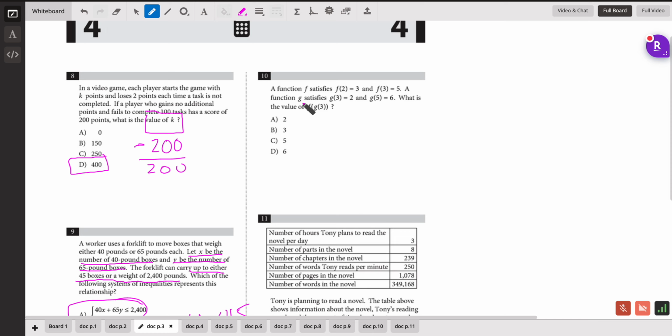Okay, when you have something like this, f of g of 3, we're going to work from the inside out. So the first thing we're going to take a look at is g of 3. So g of 3, we can see up here, equals 2. So that means that instead of g of 3, I can change this to 2, and now I'm looking for f of 2. And what's the answer right here? f of 2 equals 3.